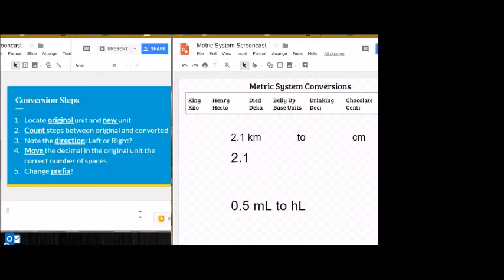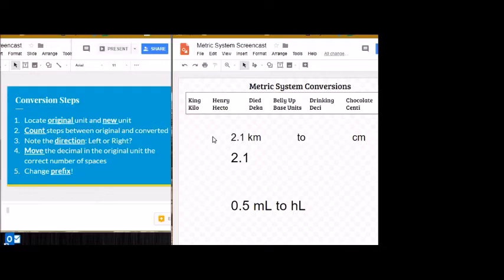Hi 8th graders, we are going to review how to convert measurements within the metric system. Let's first recall our mnemonic device and metric prefixes that we learned. King Henry died belly up drinking chocolate milk. The corresponding prefixes are kilo, hecto, deca, base units (meters, liters, and grams), deci, centi, and milli. Let's go ahead and use our example in order to practice the conversion steps.